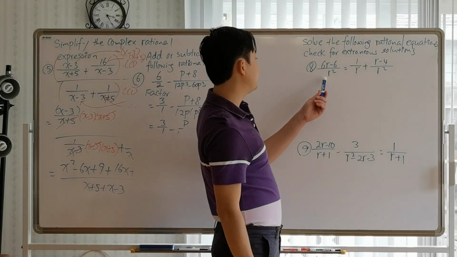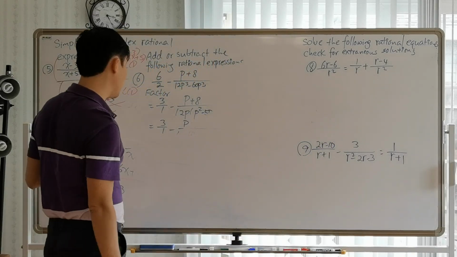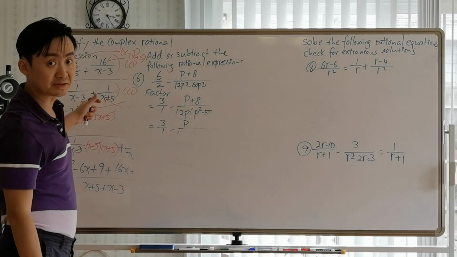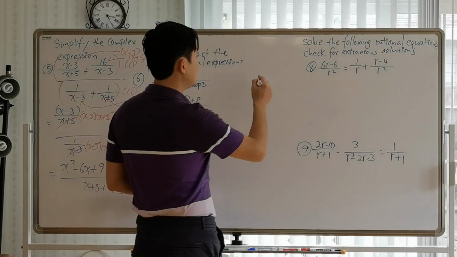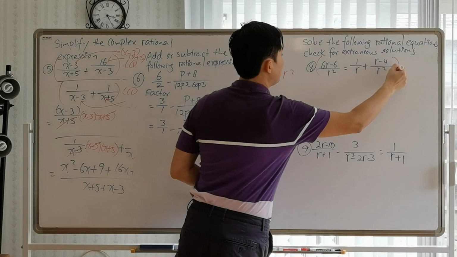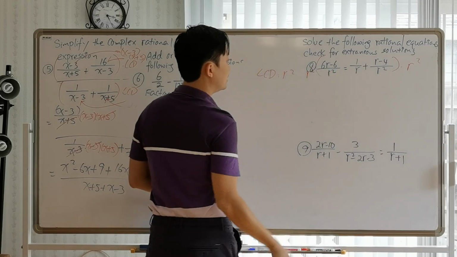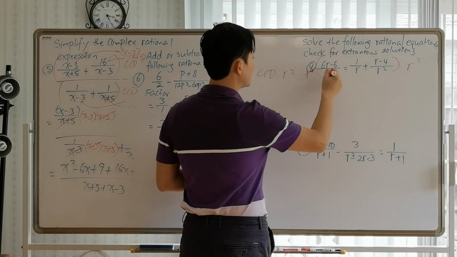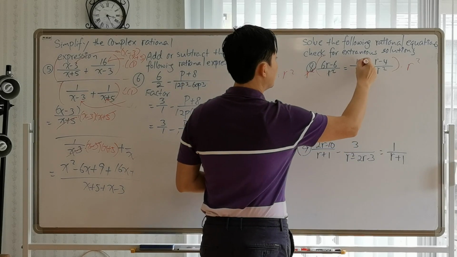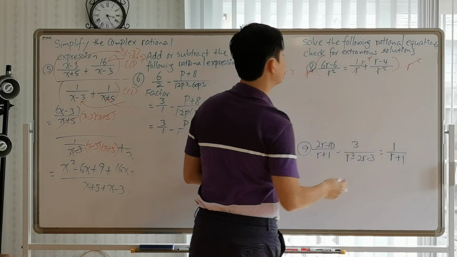Okay, so take a look at that first. R squared, R squared. This one is quite similar to the structure of simplifying complex fractions. So find the LCD first, which is R squared. Multiply everything by R squared, both sides. Again, the purpose of doing this is to cancel. After you distribute, this one cancels, this one cancels.